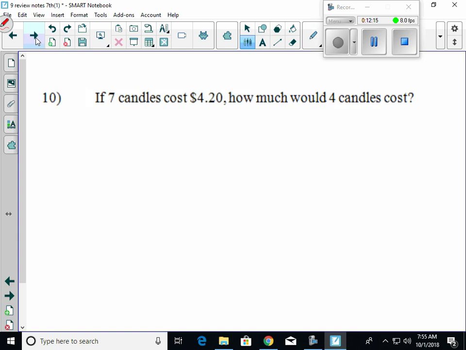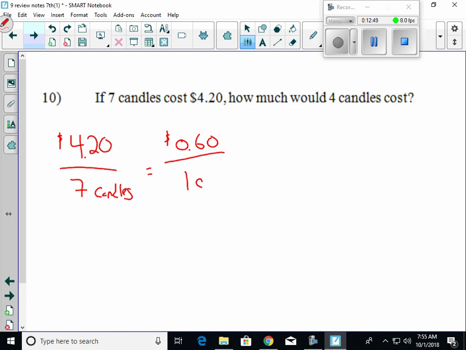Okay, so here's a problem that we can solve with a proportion. Okay, you could also find the unit rate first and then multiply. So 7 candles cost $4.20. I'm going to say that it's $4.20 for 7 candles. Well, that means if I divide those, that'll tell me how much for 1 candle. So it's 60 cents for 1 candle.